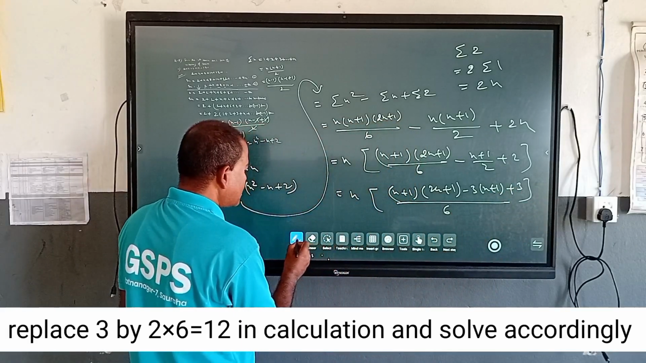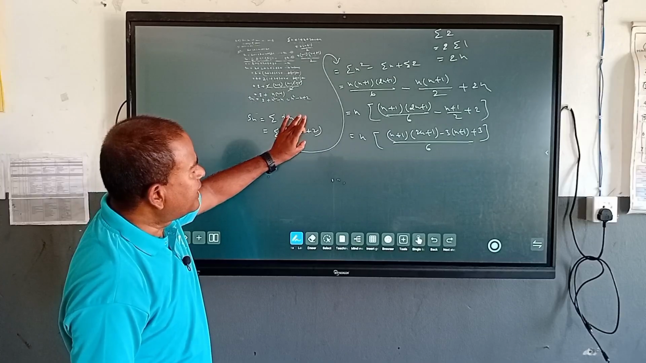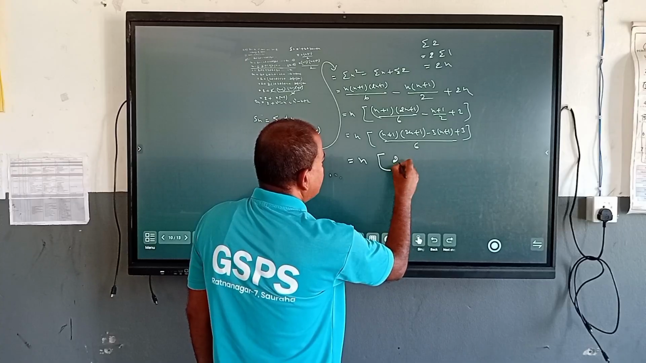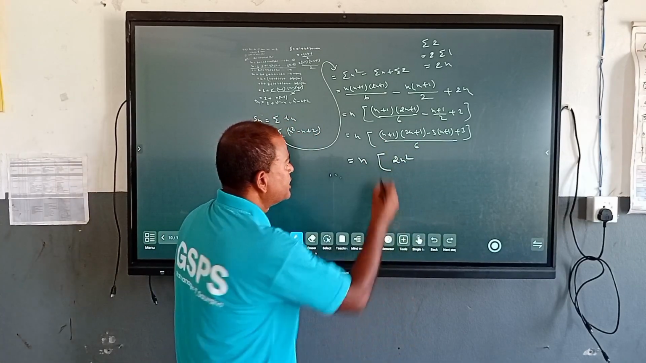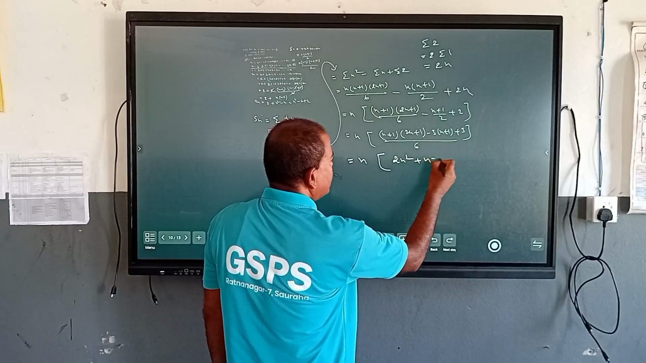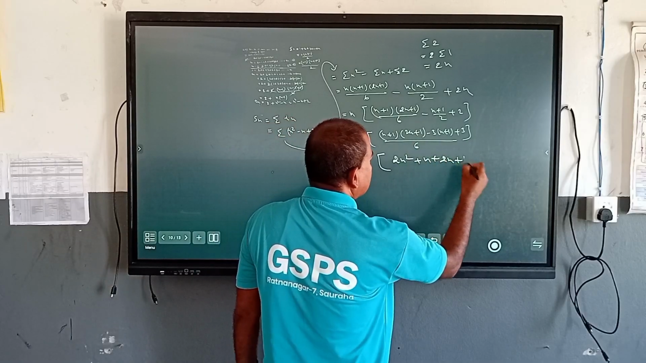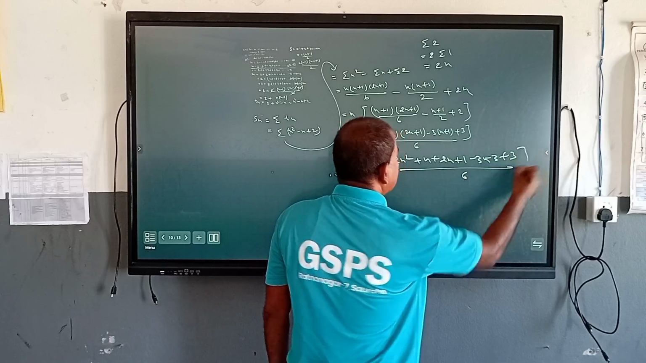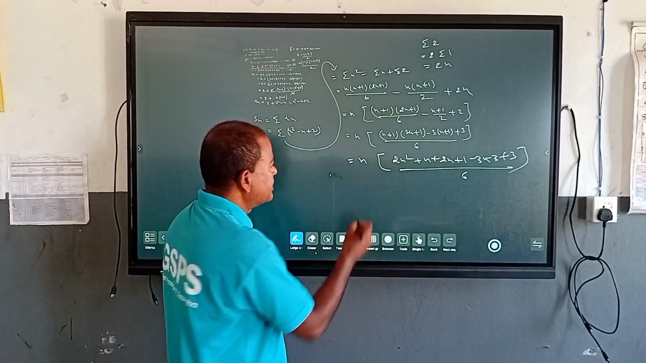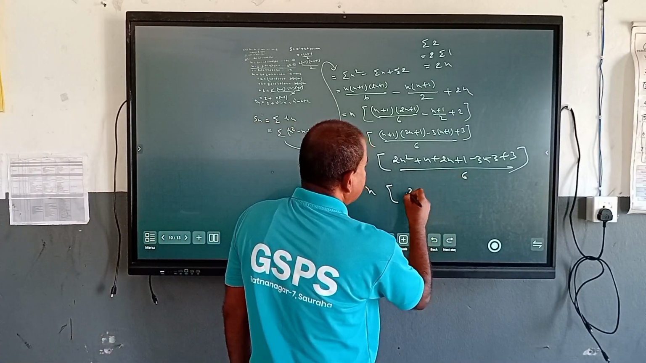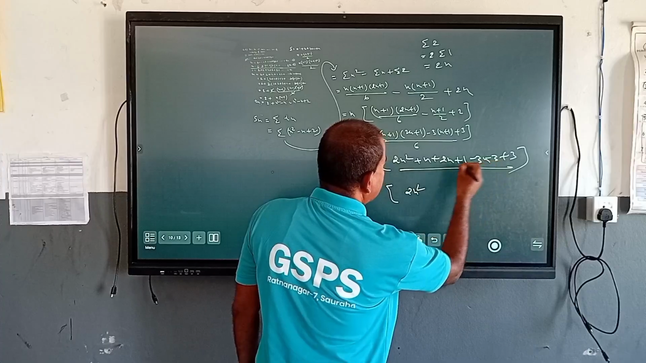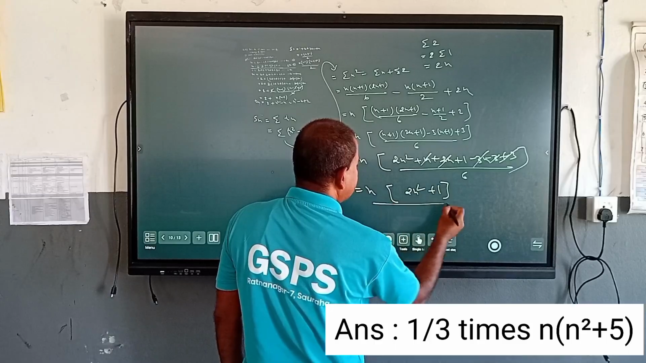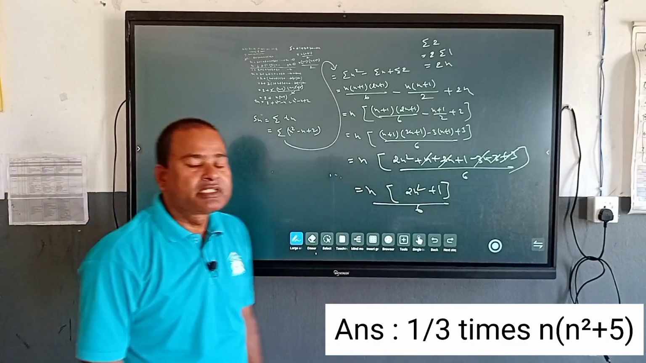Dear students, let's simplify it further. If we multiply n plus 1 and 2n plus 1, we get 2n square plus n plus 2n plus 1, minus 3n minus 3 plus 12. So dear students, the simplification is very simple. You can do it yourself. 2n square. Now 2n plus n is 3n, the 3n cancel, and the constants cancel, giving 2n square plus 1 divided by 6. So dear students, this is the sum of the given series.